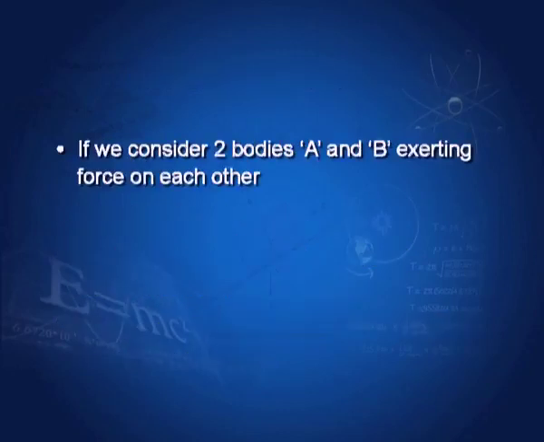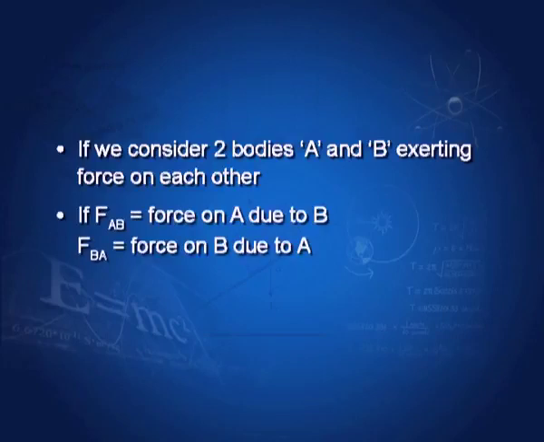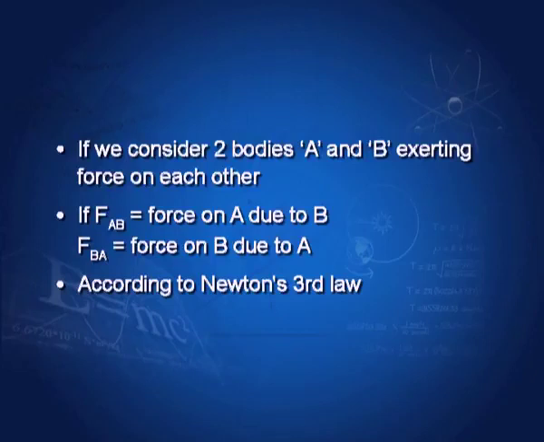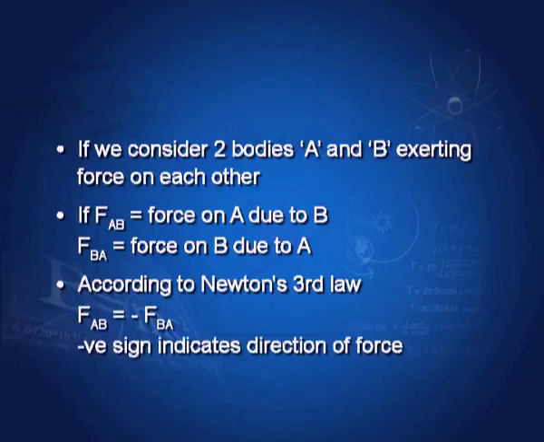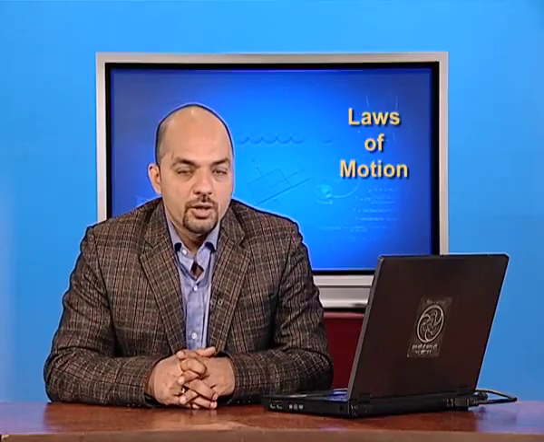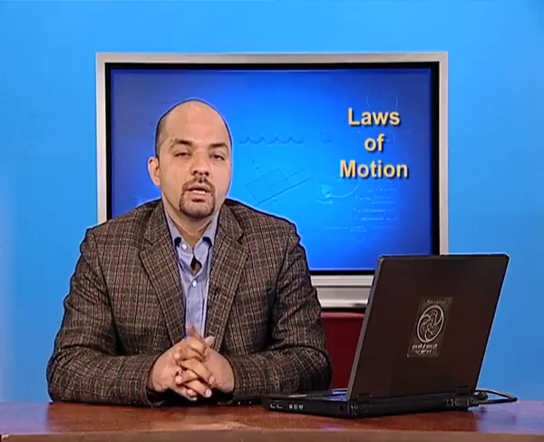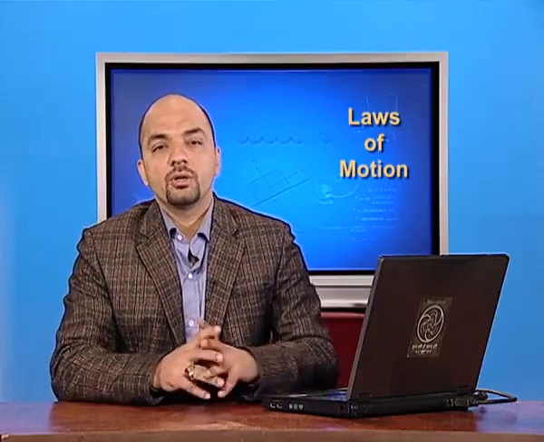If we have two bodies, say A and B, A exerts a force on B, and B exerts a force on A. If FAB equals the force on A due to B and FBA equals the force on B due to A, then according to Newton's third law of motion, FAB equals minus FBA. The negative sign indicates the direction of the force. That means the two forces are equal in magnitude but opposite in direction. This pair of forces is also known as the action-reaction law.